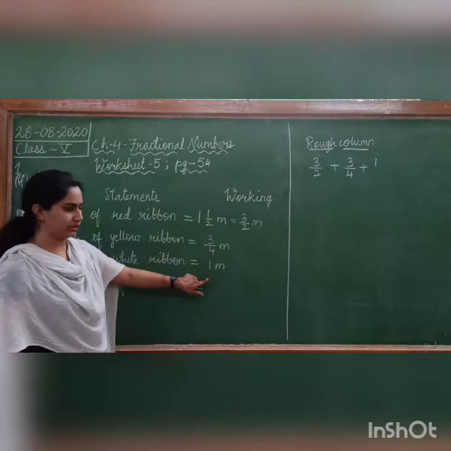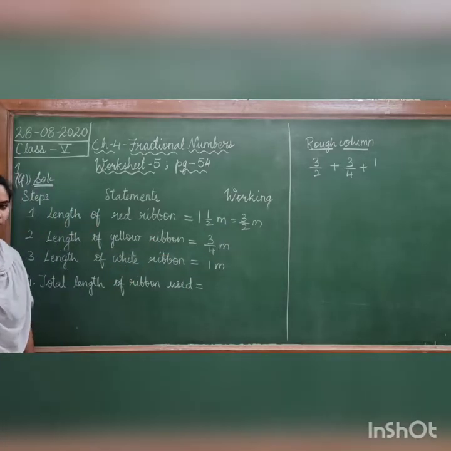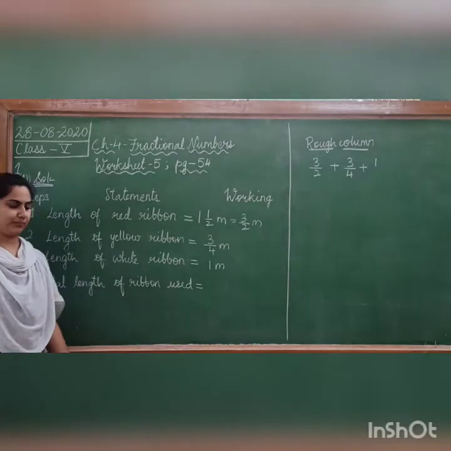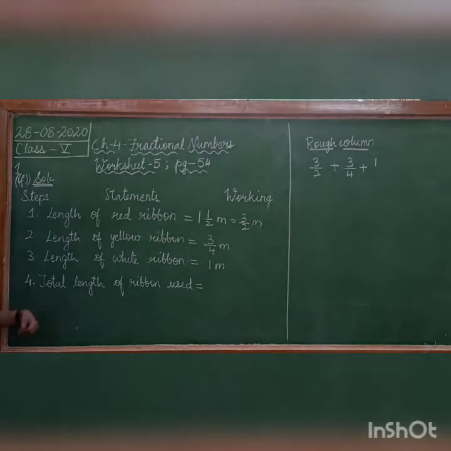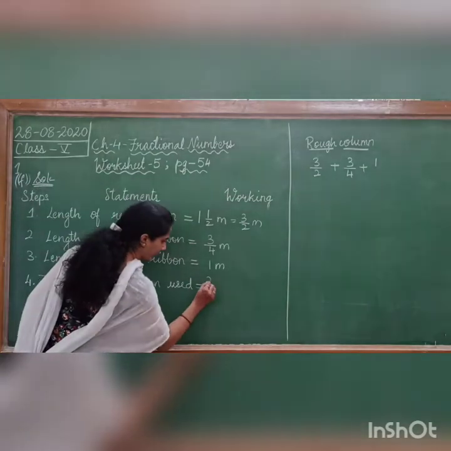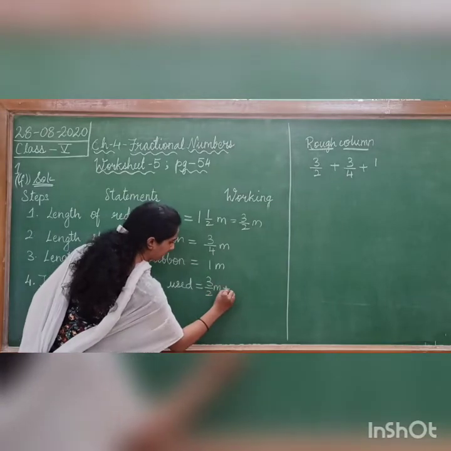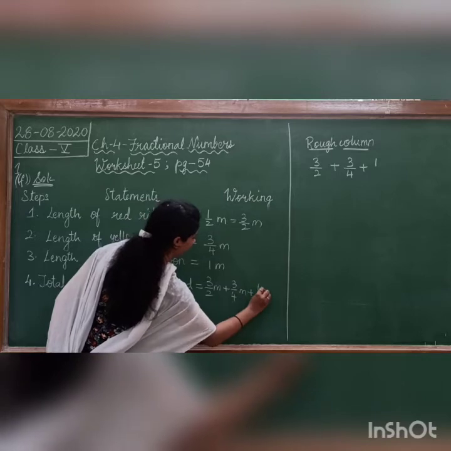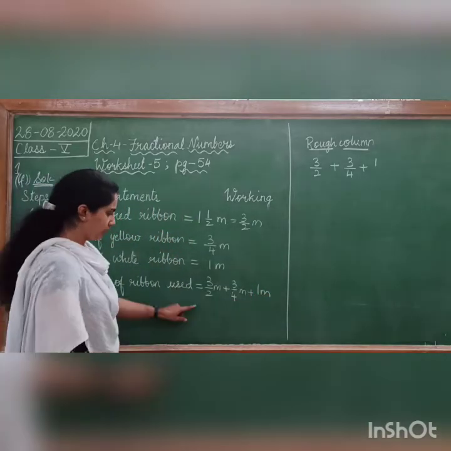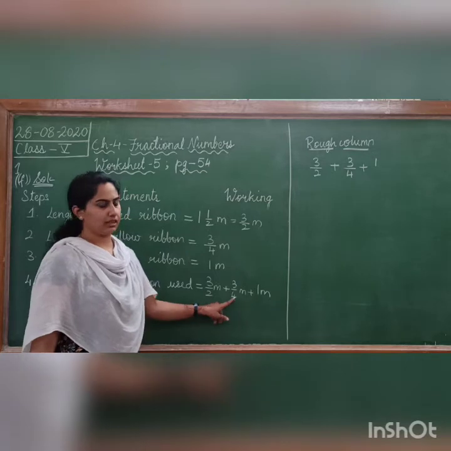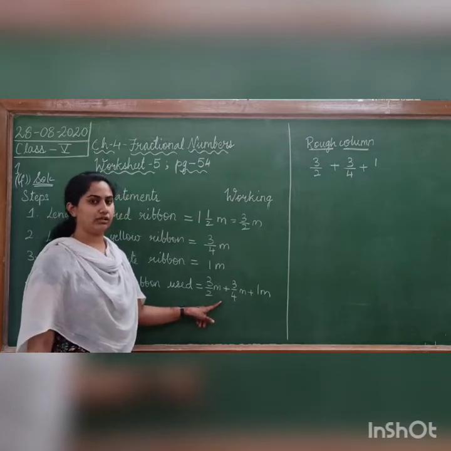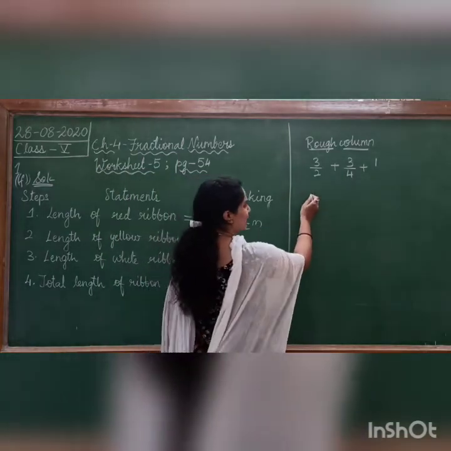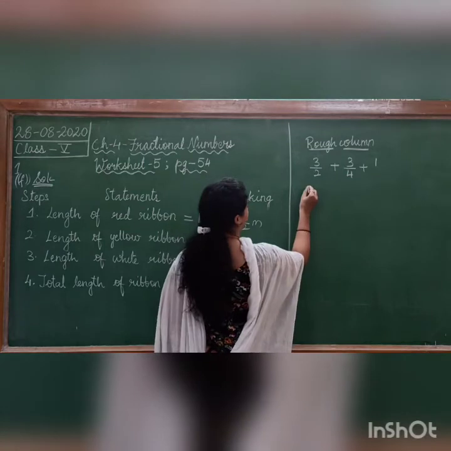Now we have all the fractions and what is the question asked? What is the total length of ribbon she used for her project? When I say total, we have to add. What all we have to add? Length of red ribbon plus length of yellow ribbon and length of white ribbon. Now denominators are not same. That means these are unlike fractions. I cannot add them directly. So I will convert them into like fractions in the rough column and then add.